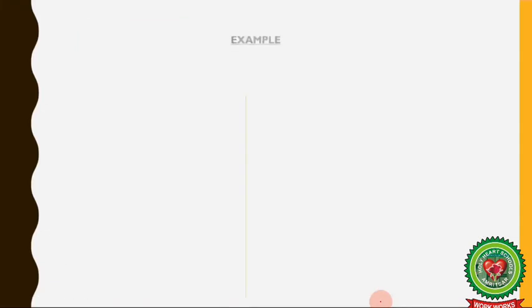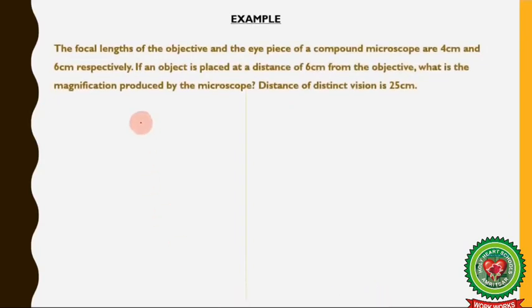Let's see one example. The focal lengths of the objective and the eyepiece of a compound microscope are 4 cm and 6 cm respectively. If an object is placed at a distance of 6 cm from the objective, what is the magnification produced by the microscope? Distance of distinct vision is 25 cm. So we are given the focal length of objective and eyepiece, also the distance of the object from the objective and the value of D. Let's try to solve this.